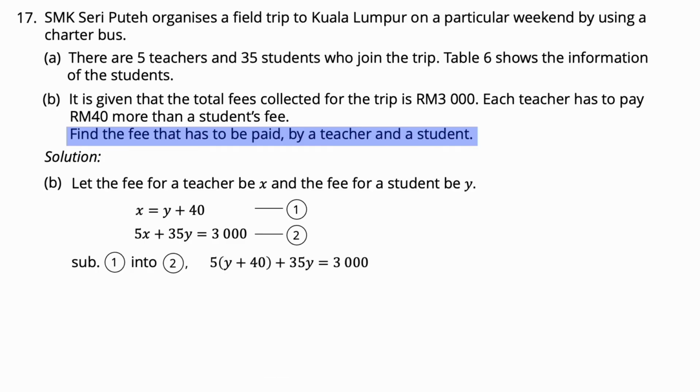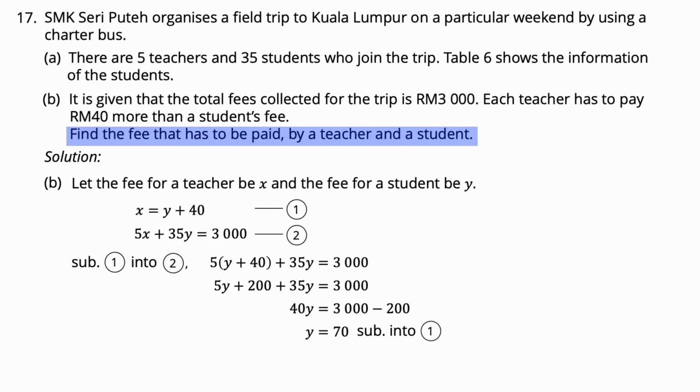5 times (y plus 40) in the bracket plus 35y equals 3,000. 5y plus 200 plus 35y equals 3,000. Transpose 200 to the right hand side and add 5y to 35y. 40y equals 3,000 minus 200, y equals 70.